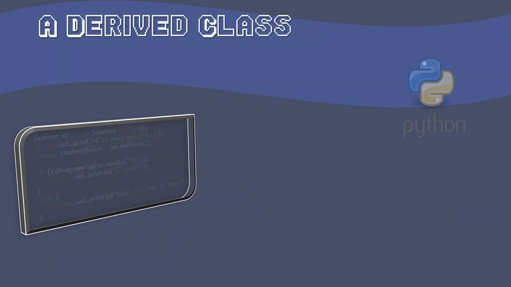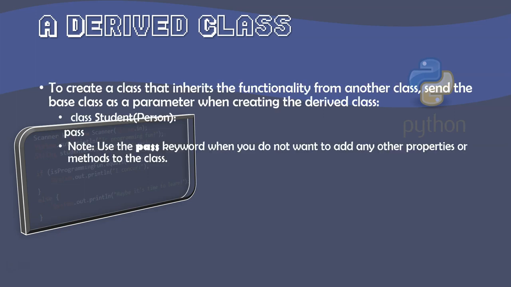When we look at the derived class or the child class here, if we want to create a class that is going to inherit functionality from another class, we're going to send that base class, so person, as a parameter when creating the derived class. So class student, parentheses, person. And then, of course, you see underneath I have this keyword pass. And what does that keyword pass mean? Well, the pass keyword just means we don't want any other properties or methods added to the class.